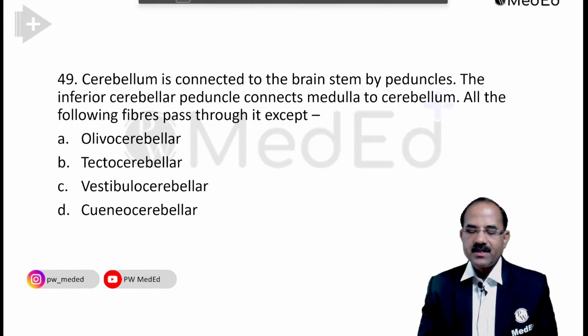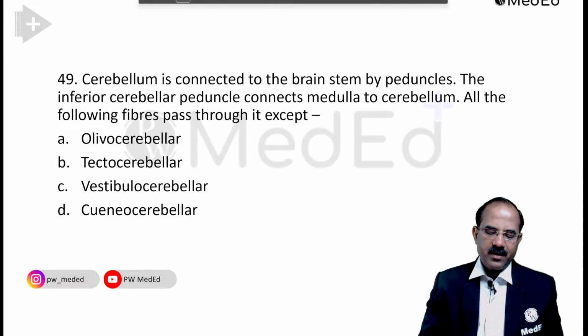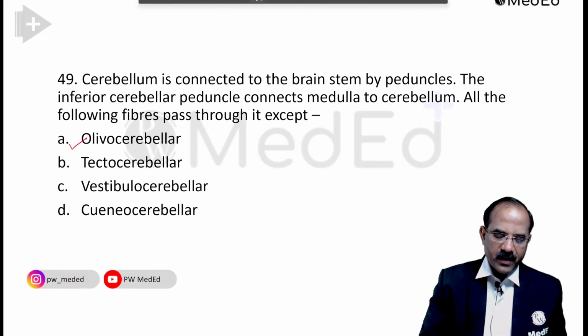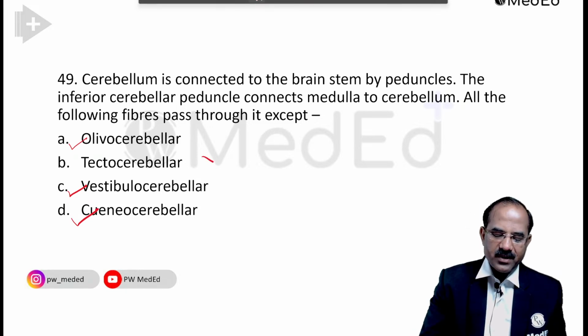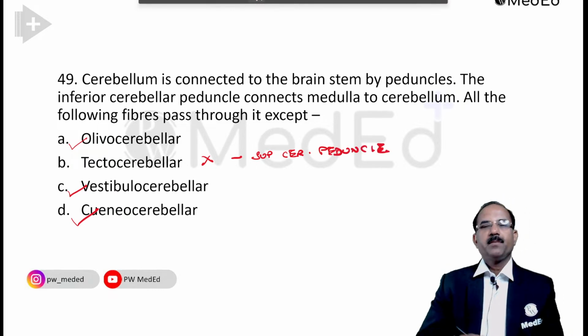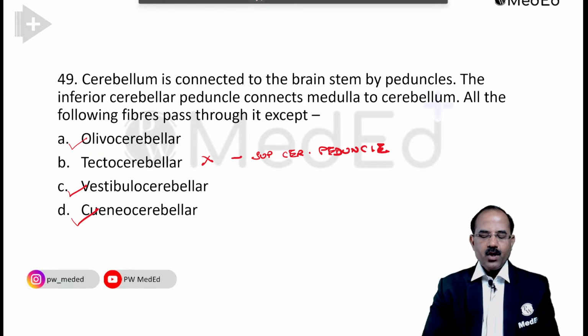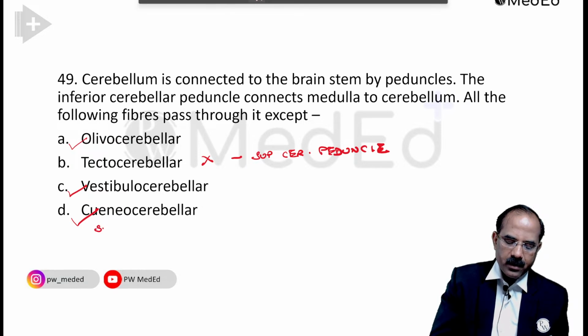Cerebellum is connected to the brainstem by peduncles. The inferior cerebellar peduncle connects the medulla to the cerebellum. All the following fibers pass through it. So what are the fibers passing through the inferior cerebellar peduncle? Olivocerebellar, yes. Vestibulocerebellar, yes. Cuneocerebellar, yes. What doesn't pass through it is the tectocerebellar. They pass through the superior cerebellar peduncle. The tectocerebellar fiber.